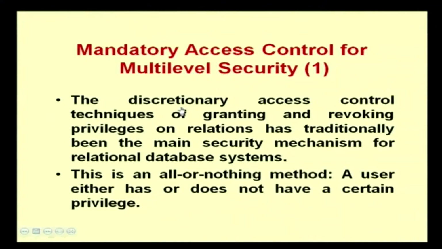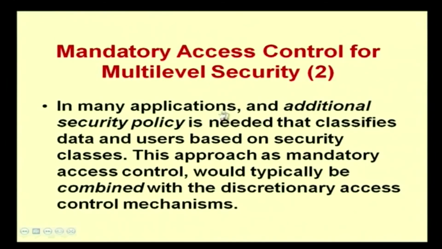Now, we will look at mandatory access control for multi-level security. The discretionary access control that we saw up to now consists of techniques for granting and revoking privileges on relations, and has traditionally been the main security mechanism for most relational database systems. This is all or nothing, that is, a user either has or does not have a certain privilege. In many applications an additional security policy is needed that classifies data and users based on security classes. This approach is called mandatory access control, and would typically be combined with discretionary access control in most cases.